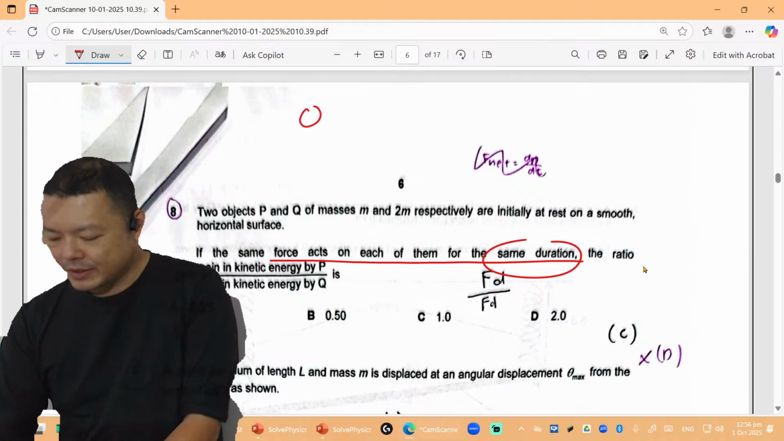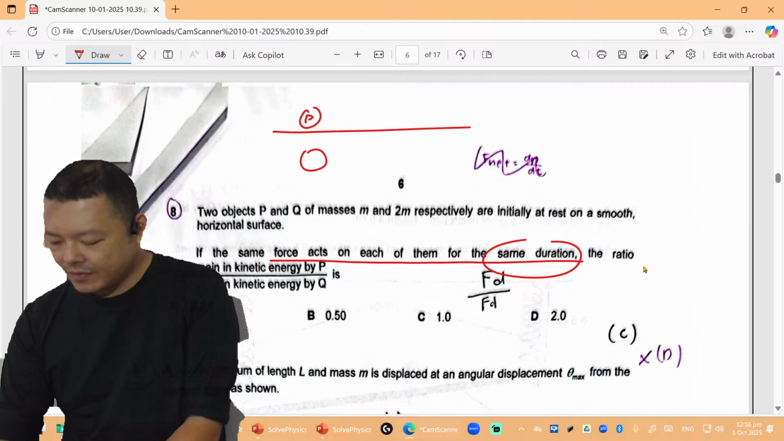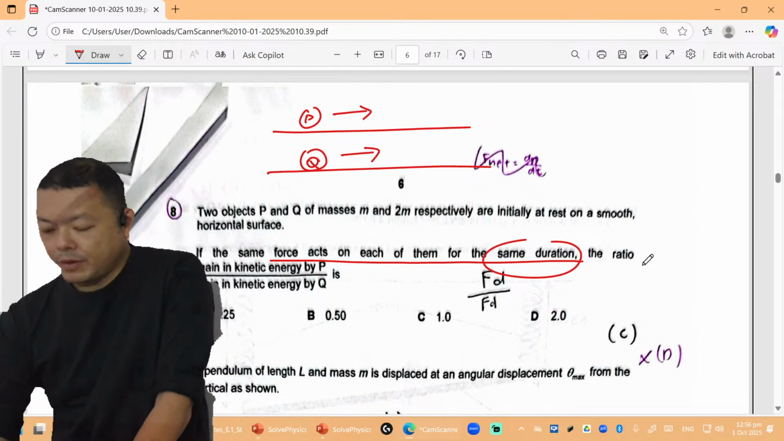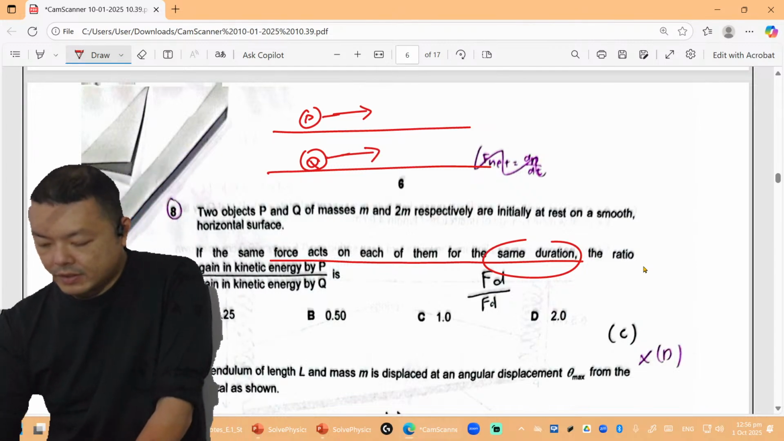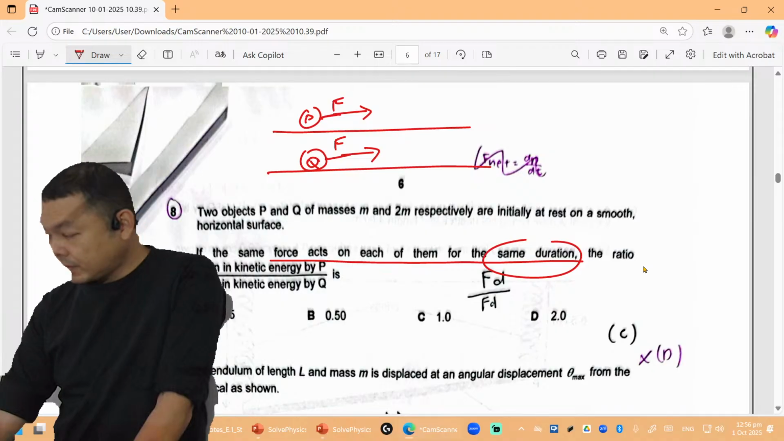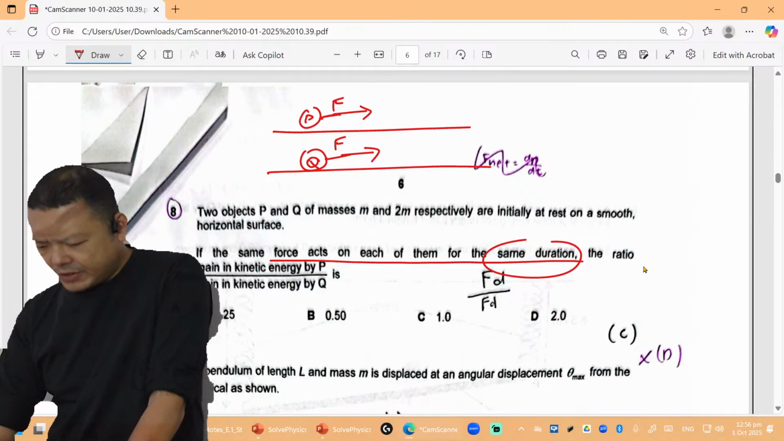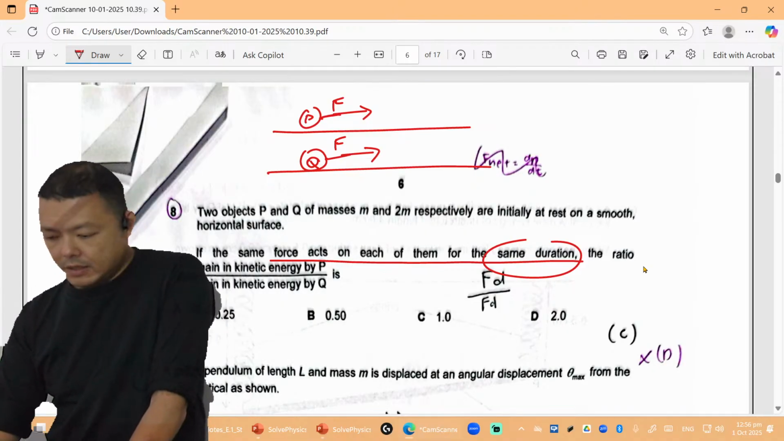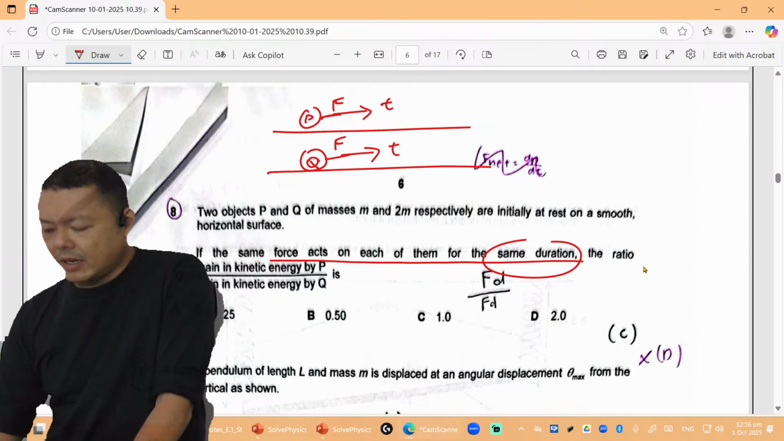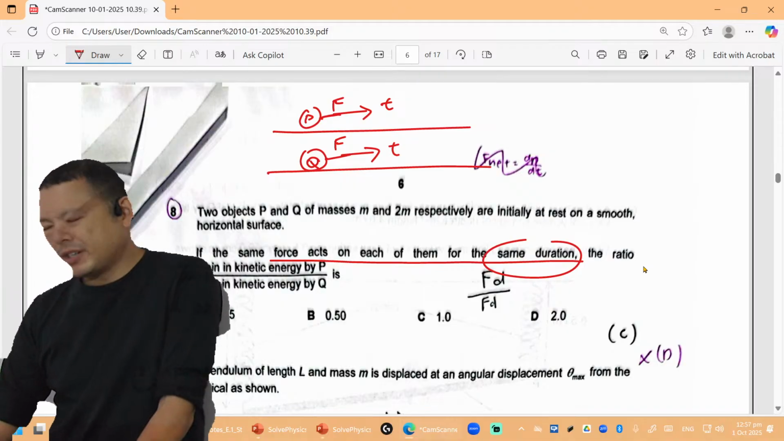Okay, same duration. So object P on this surface, object Q on this surface, for the same duration. So they apply the force. I'm just going to draw an arrow that's connecting to the objects, because forces are supposed to connect. So same force, and same duration. Actually, what happens then? Same force, same duration means what? Means same what?